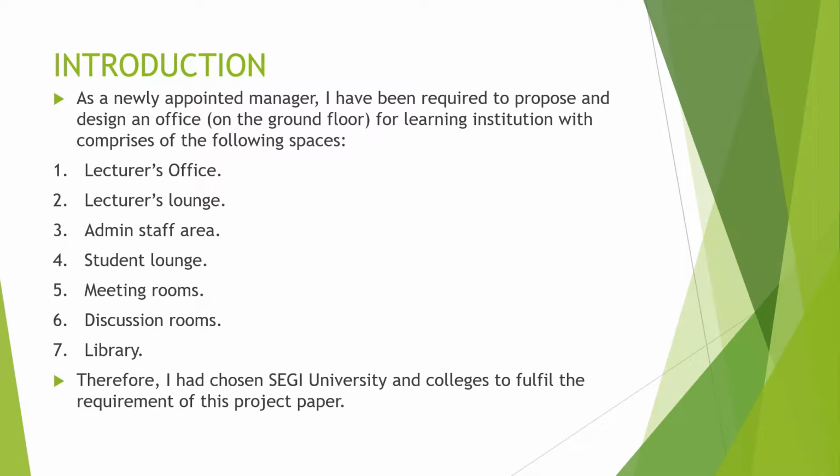Okay, let me do the introduction. As a newly appointed manager, you'll be required to propose and design an office for a learning institution which comprises the following spaces. First is lecturer office. Second is lecturer lounge. Third, admin staff area. Fourth, student lounge. Fifth, meeting room. Sixth, discussion room. Seventh is library. Therefore, I have chosen Segi University and Colleges to fulfill the requirement of this project paper.